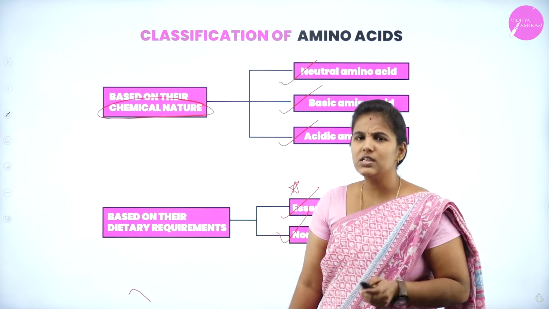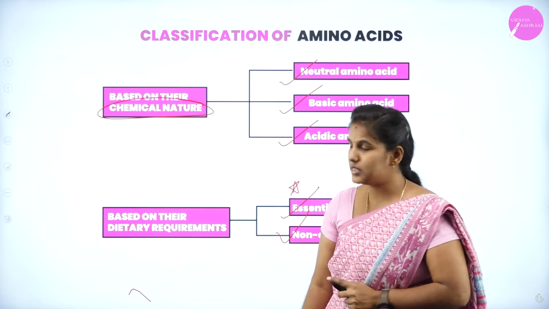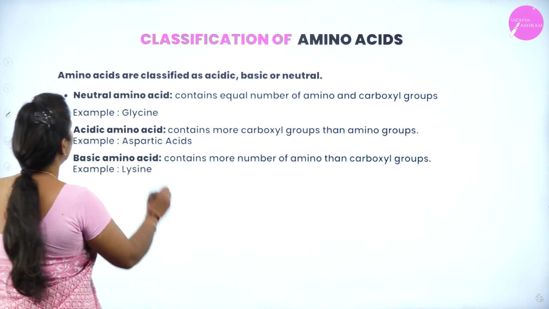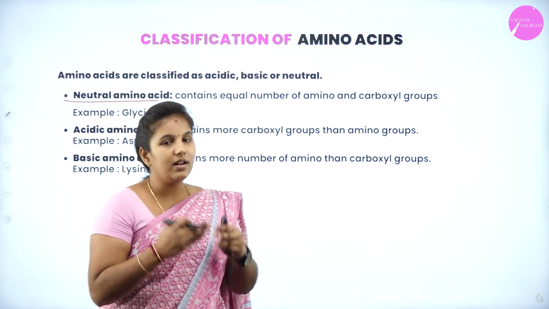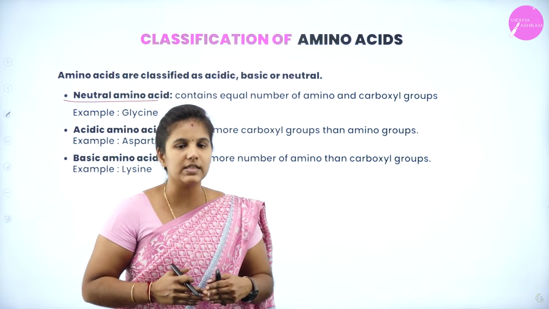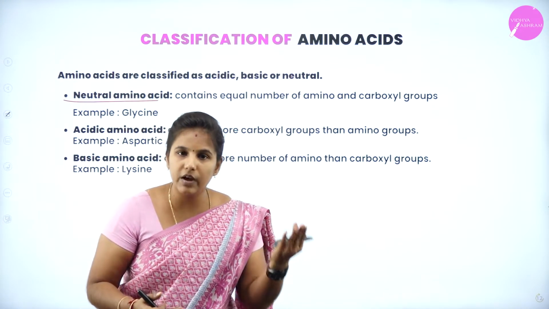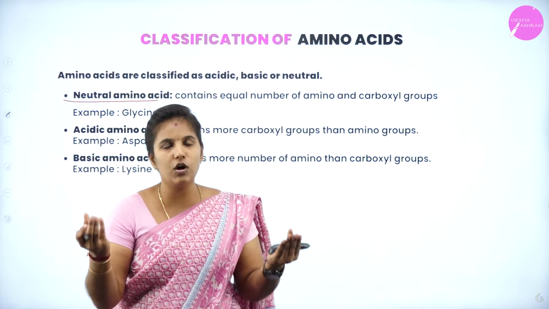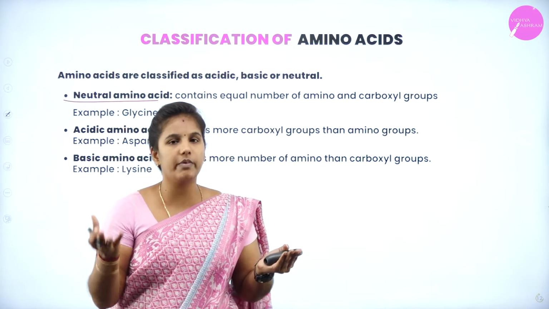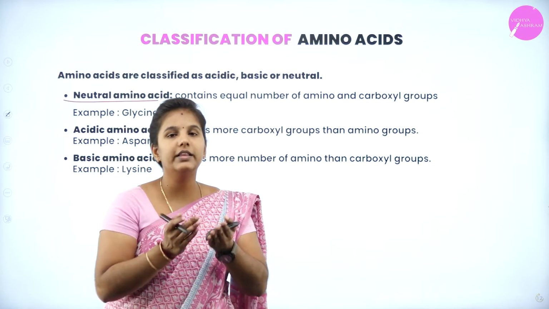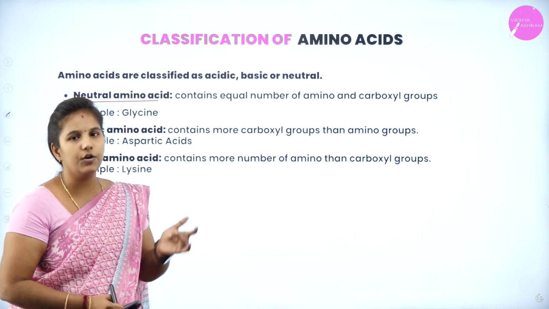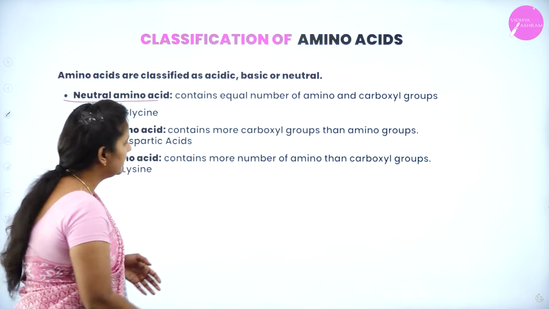Let's see what neutral, acidic and basic amino acids are. First, I'll go with the neutral amino acid. In such an amino acid, we know that there will be one NH2 group and one COOH group. Both the acidic group and the basic group will be there. If the acidic and basic groups are equal, then we say it is a neutral amino acid. The best example is glycine.